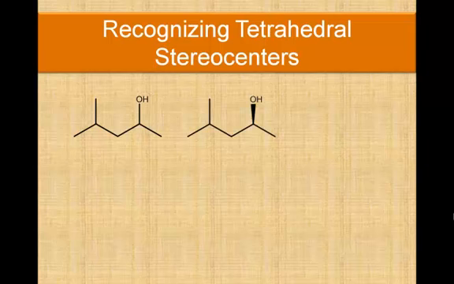However, if I draw wedges or hashed bonds, that indicates to you the configuration of the stereocenter. These are the 2 stereoisomers that I can draw. One has the hydroxyl group coming forward. That means that the hydrogen that's attached must be going back. The other isomer has the hydroxyl group going backwards, which means that the hydrogen that's attached must be coming forward.